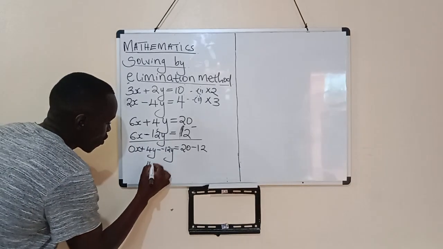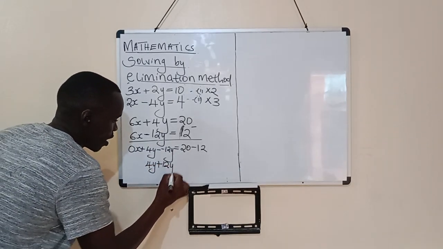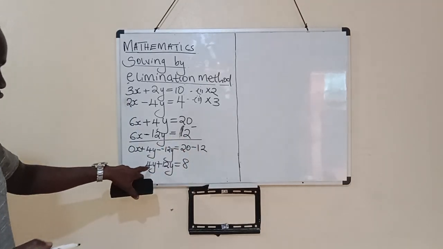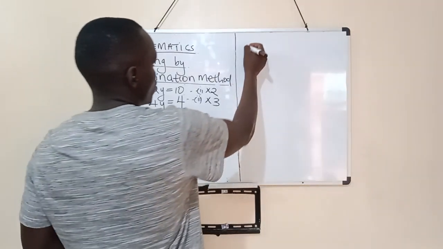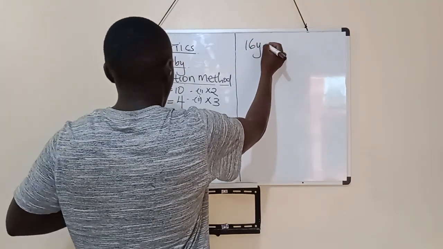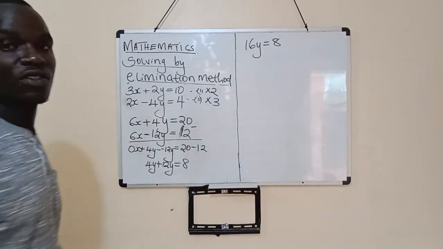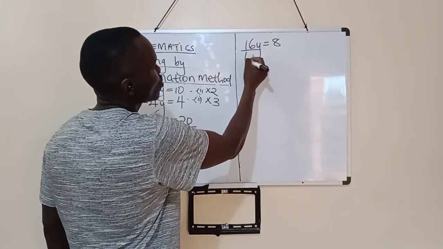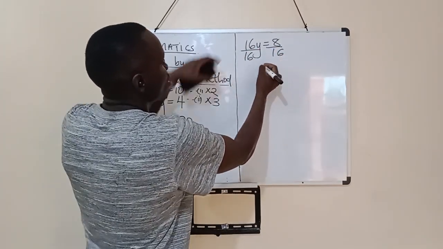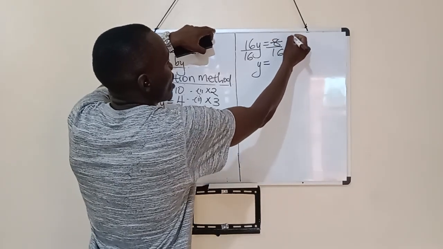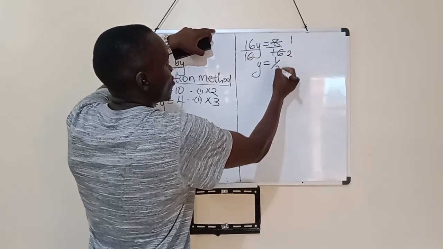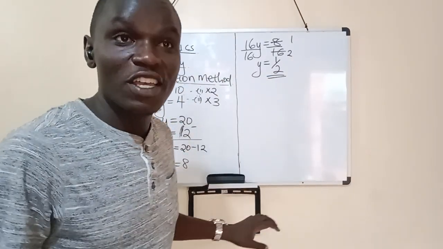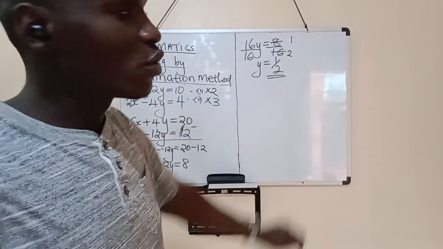So you're going to have 4y plus 12y equals 8. So 4 plus 12 gives 16y equals 8. You divide by 16, so you're going to have y equals 8 over 16, which is y equals a half. I hope you're following. We're going to have y equals a half.